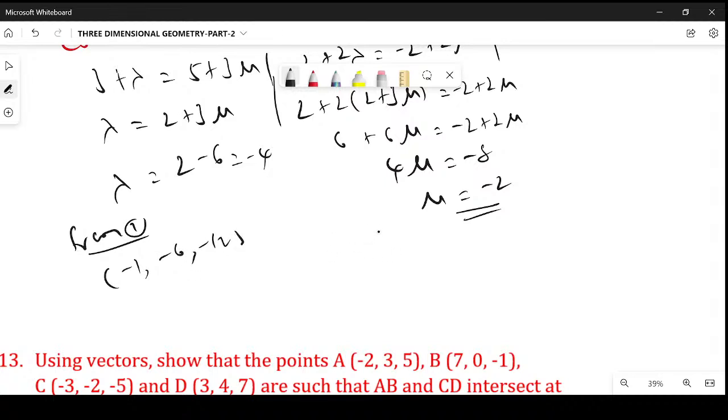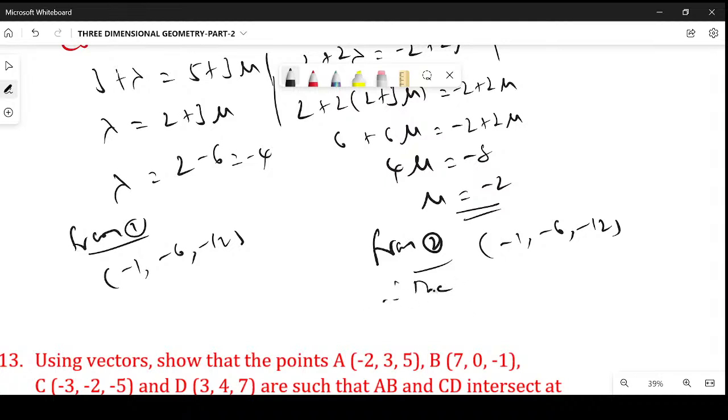Substitute this from 2. In the line equation 2, replace mu with minus 2. You will get minus 1, minus 6, minus 12. So substitute lambda in equation 1 and mu in equation 2, then you get the same point. Therefore, the given lines intersect, and their point of intersection is this.